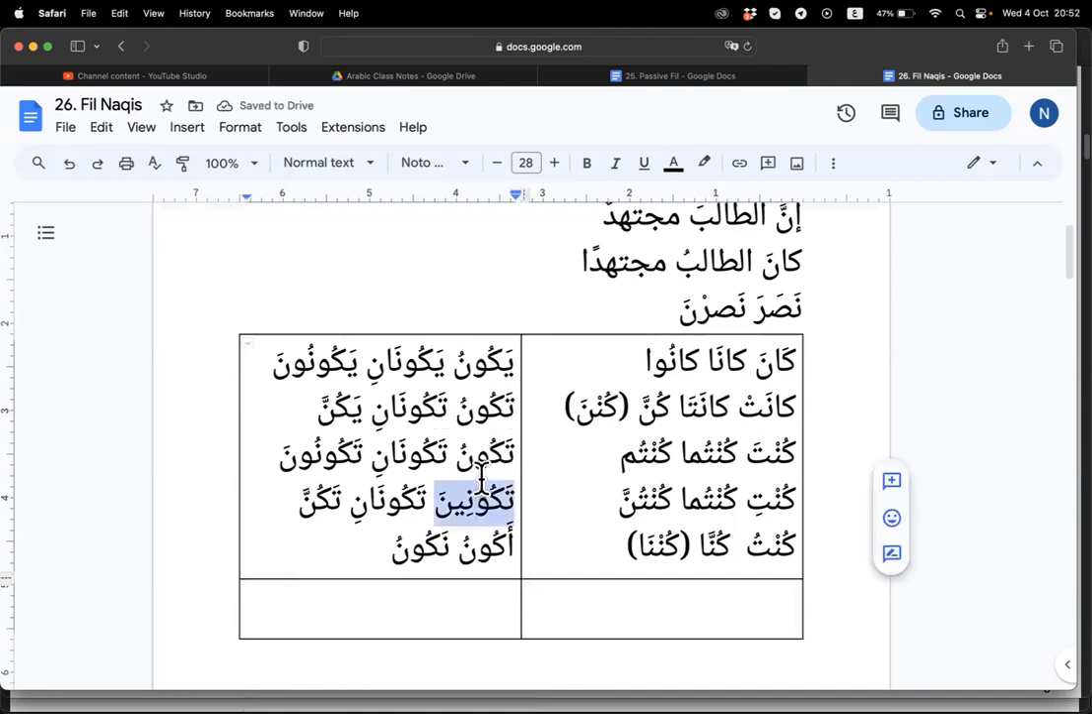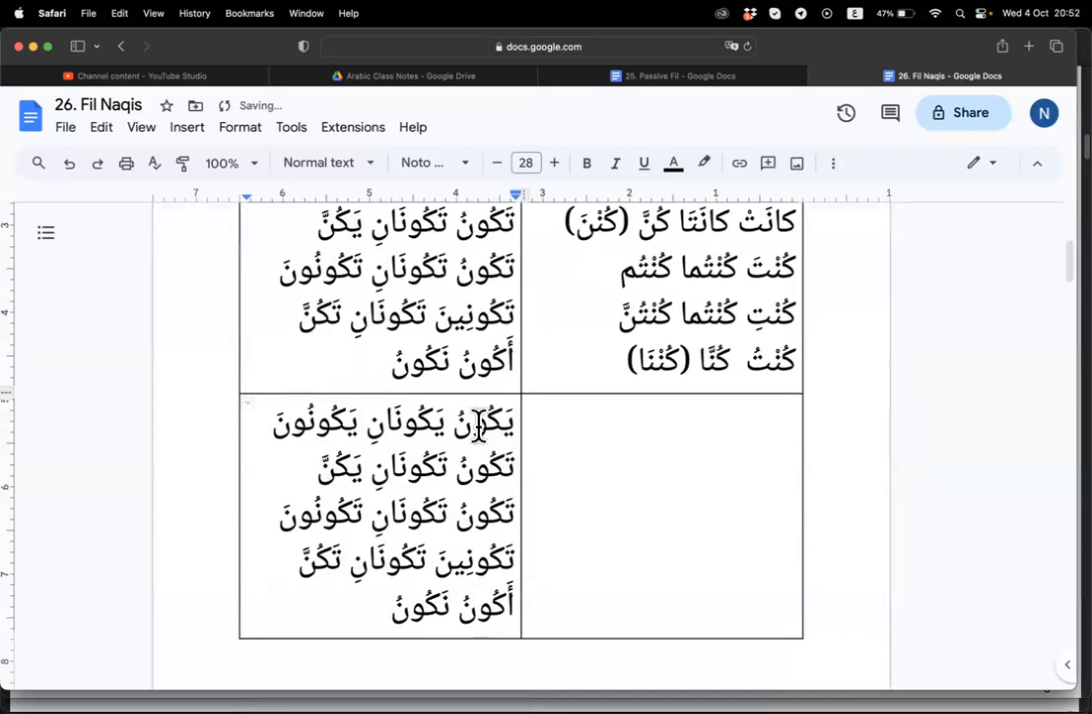This is mudhari marfu. If this is mansub, what will we do to this word? Yakunu becomes mansub, yakuna. But if it's majzum, yakun. Majzum, you put what on the nun? We put sukun, and then the weak one needs to give way, so you need to drop it. So when you see yakun in the Quran, this is actually from yakunu and then majzum.